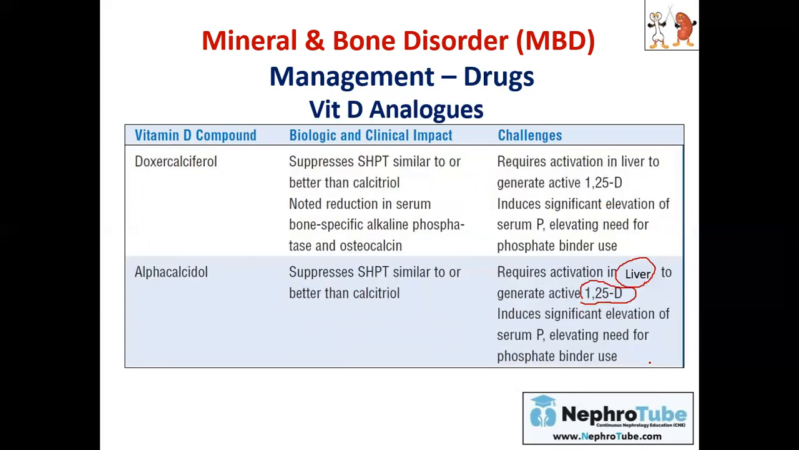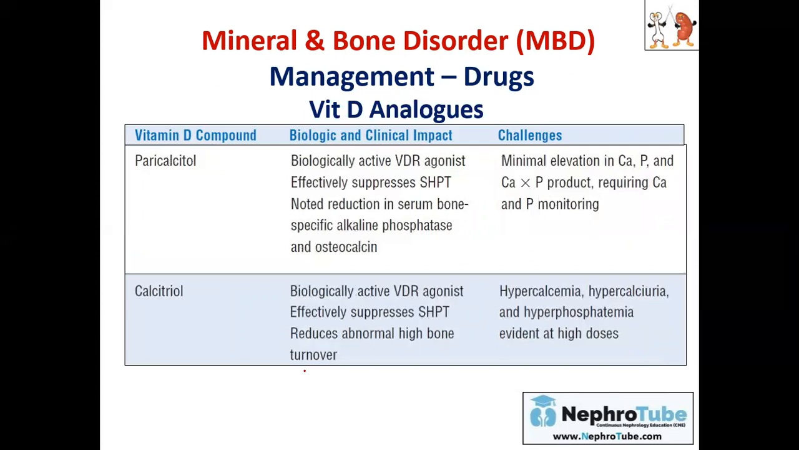So it is important to know that you should not use alpha calcidol or any other forms that have the same action in patients who have hyperphosphatemia. Use vitamin D analogs. The patient's phosphate must be controlled within normal level, or you will have hyperphosphatemia in your patients.